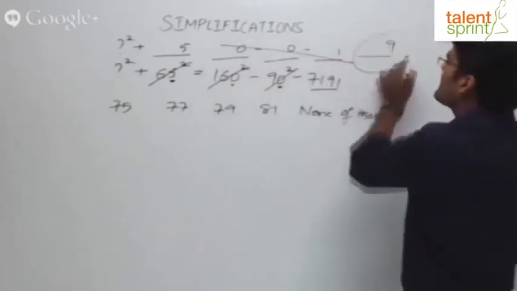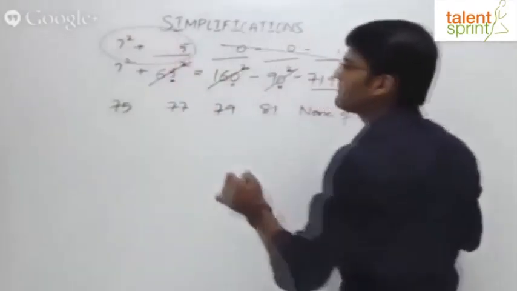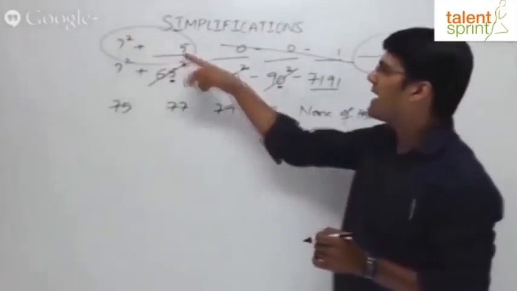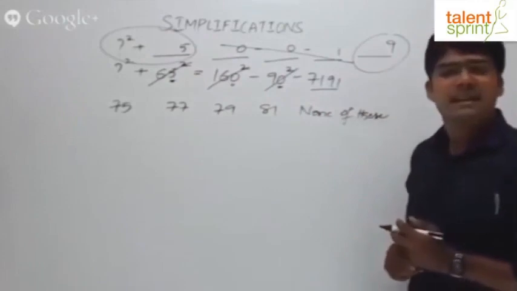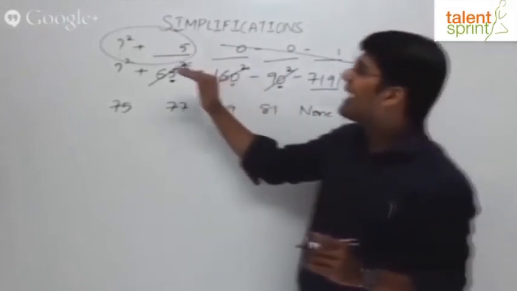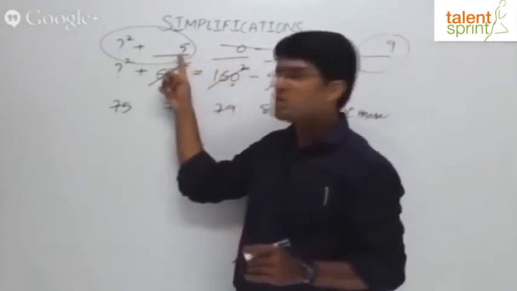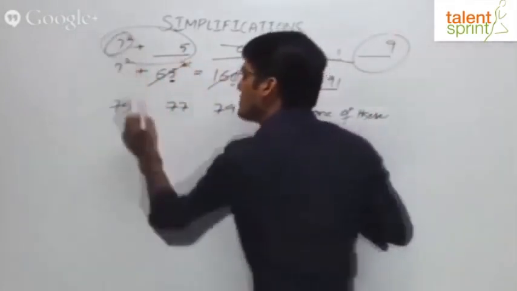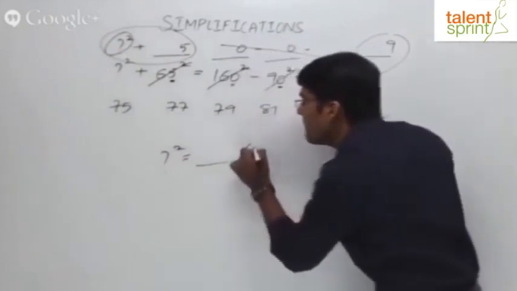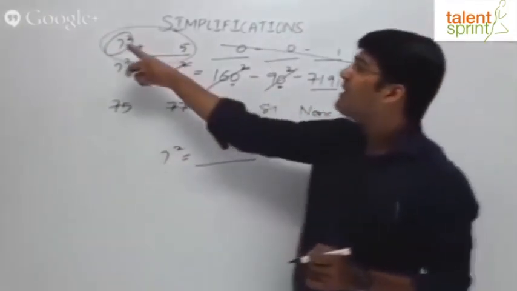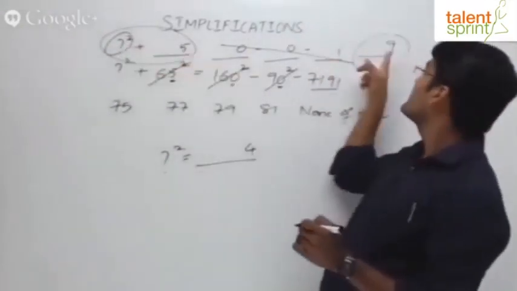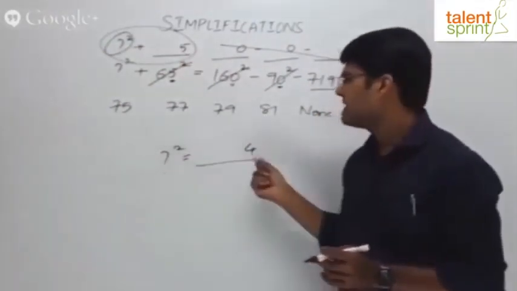Now try to compare this part with this part. Question mark square plus 5 should be equal to something ending in 9. If I try to balance this, I want 9 to be the total. Already we have got 5 here. So what should this question mark square be? Question mark square should be ending in 4. Why? If this value ends in 4, 4 plus 5 makes it 9.